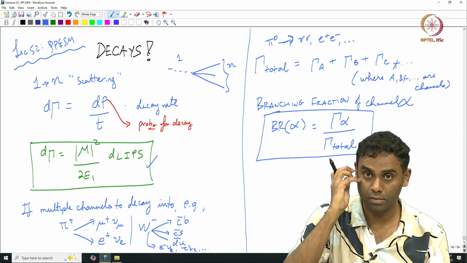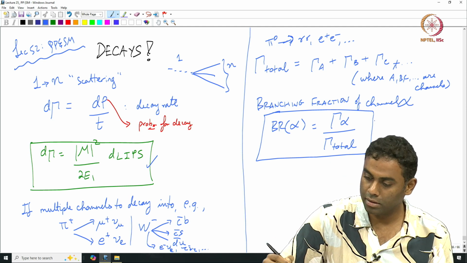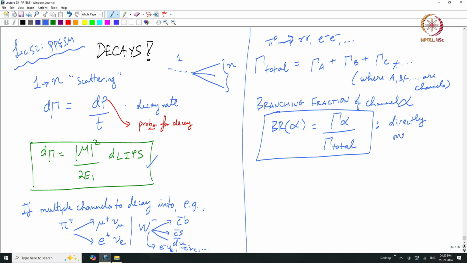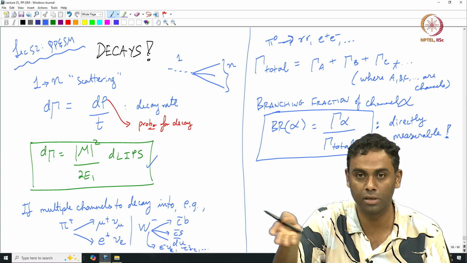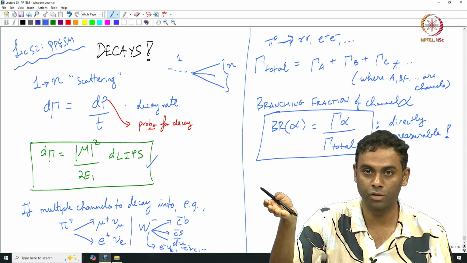So why is this important? Why is this weird quantity important? Because this is directly measurable. Even if I do not know the total rate of a particle, I can see, let us say, 20% of the time it goes to one final state and 80% of the time it goes to another final state. That at least I can measure even if I do not know the actual decay rate. So this is a much simpler thing to measure.